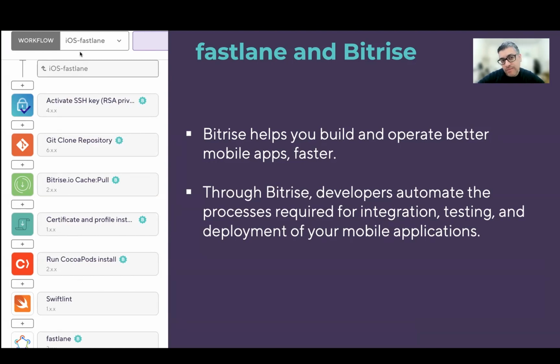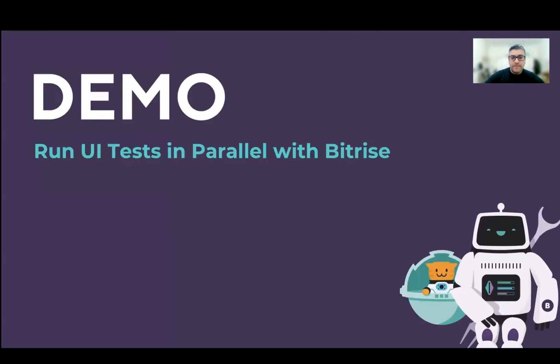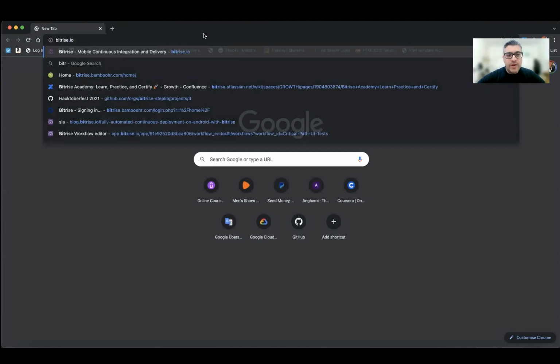For example, here this is our Fastlane. For iOS, you can add a step to run CocoaPods or install the CocoaPods in your application, and add one step for Fastlane. We have more than 330 steps. All of them are open source, and you can use all of them to build or specify your workflow. Now, if you open Bitrise, we can log into Bitrise.